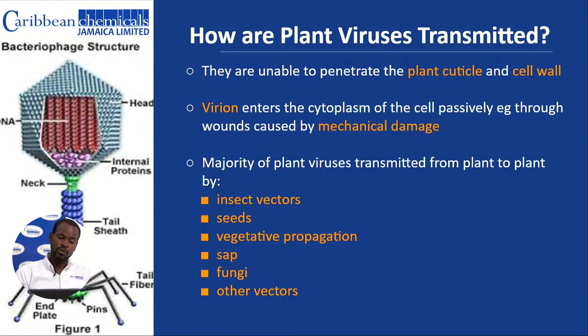And even, well, we have here other vectors, and let us be mindful when we say other vectors. Those can actually be workers in the field. Most times we find folks that are smoking tobacco, cigarettes, and they're actually working within your pepper field, within your tomato field, and trust me, that is a recipe for disaster as it relates to virus.